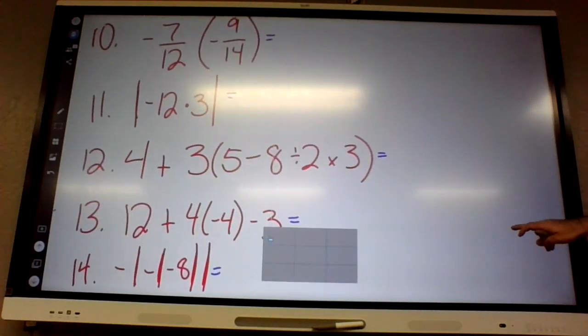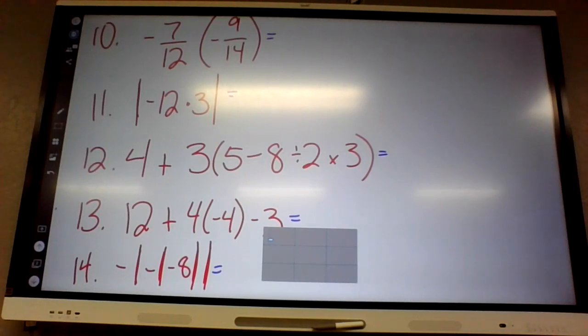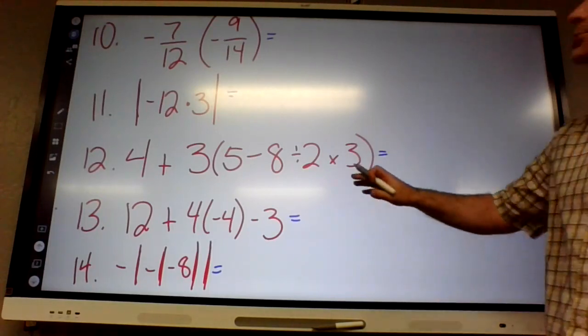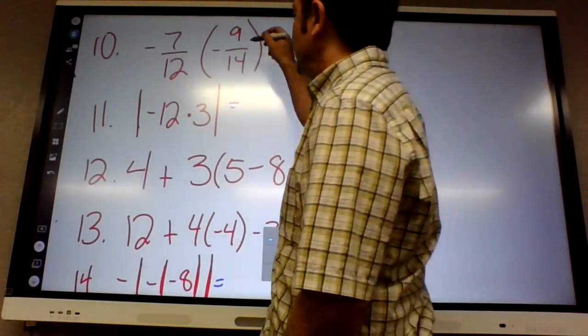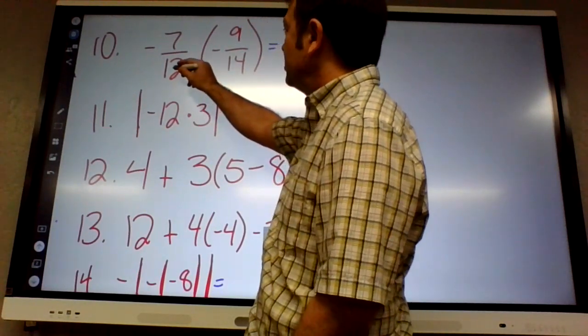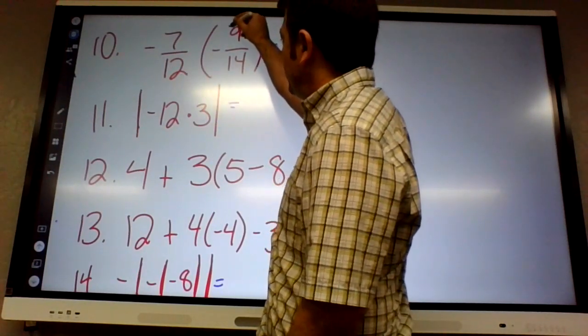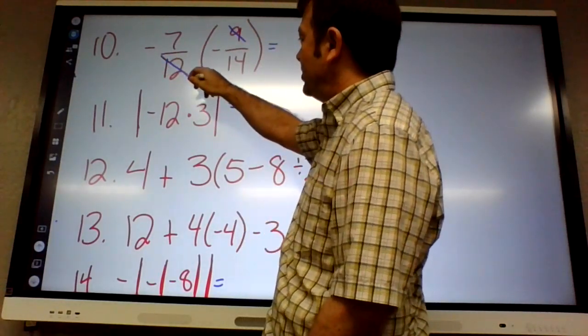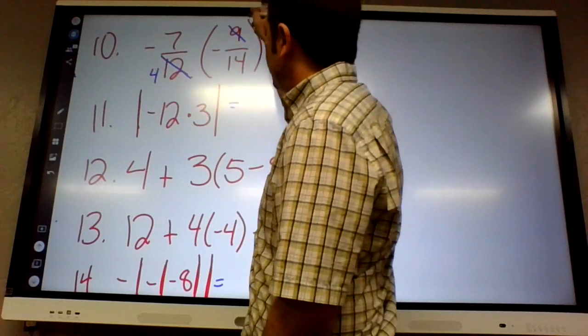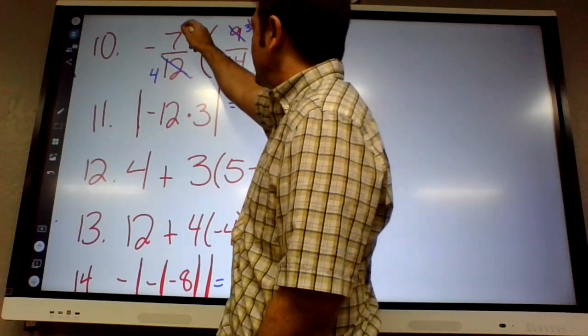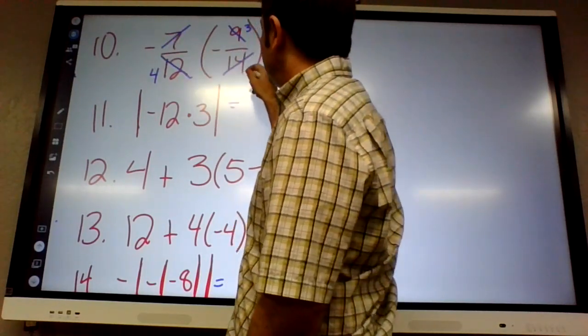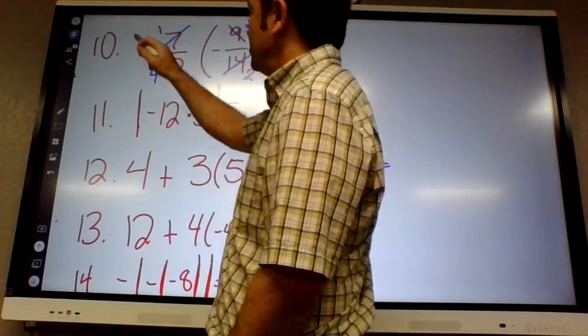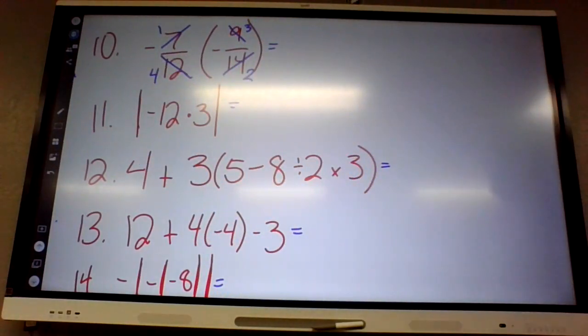Alright, Sophia, how do we do number 10? Times across. Okay, you cross cancel, because remember you always reduce fractions when you multiply and divide. So what do 12 and 9 both divide by? 3. So these will become 4 and 3. How about 7 and 14? They divide by 7, so it's 1 and 2.